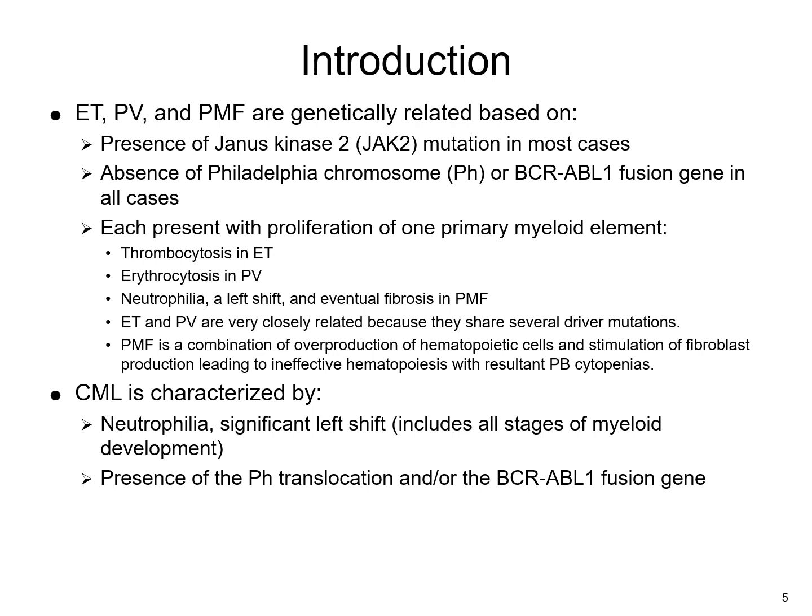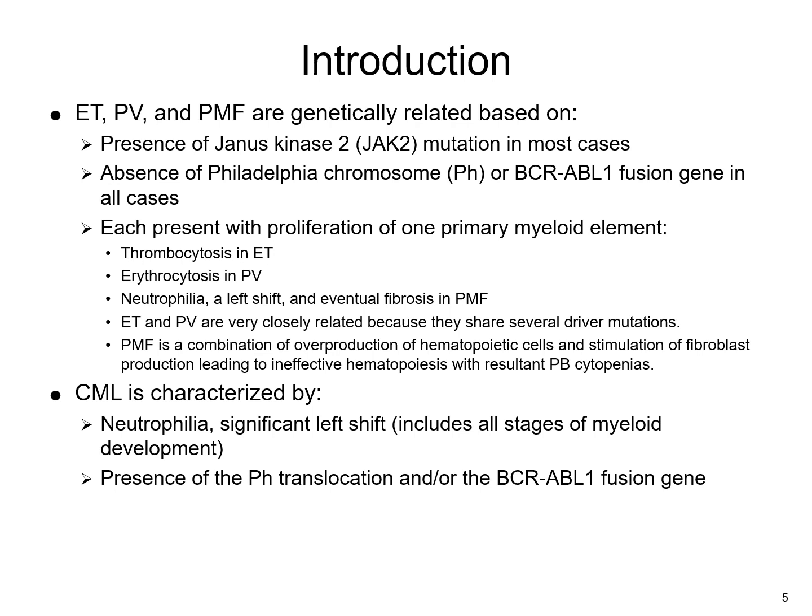Now, essential thrombocythemia and polycythemia vera are very closely related because they share several driver mutations, whereas primary myelofibrosis is a combination of overproduction of hemopoietic cells and stimulation of fibroblast production, which can lead to ineffective hematopoiesis. And then, of course, you're also going to have peripheral blood cytopenias.